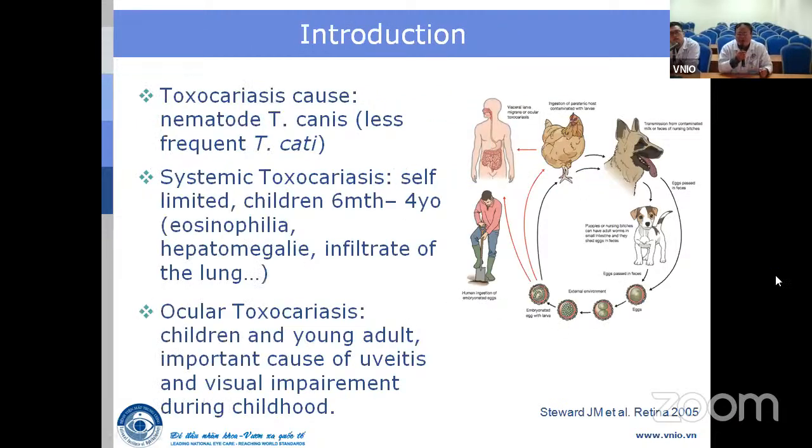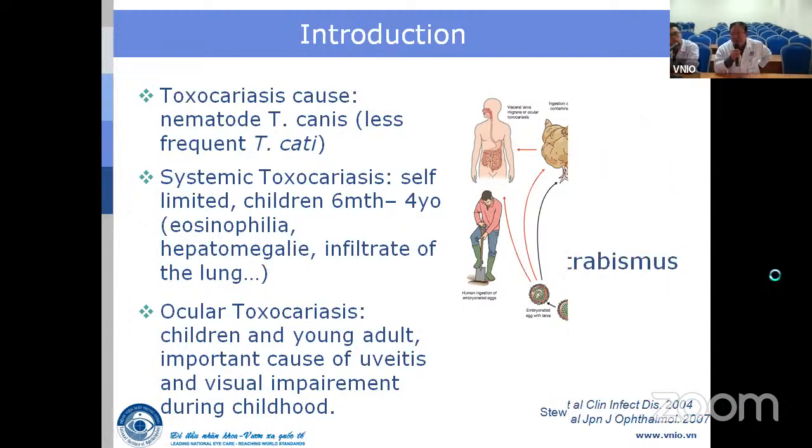I have an introduction to toxocariasis. It causes dermatosis. We have two characteristics, less frequent than T. cati, and it is a systemic disease. Toxocariasis disease is self-limited. It happens in children between 6 months and 4 years old. We can see general signs like eosinophilia, hepatomegaly, infiltrates in the lungs. In case of ocular toxocariasis, it happens with children and young adults also. It is an important cause of uveitis and visual impairment during childhood.